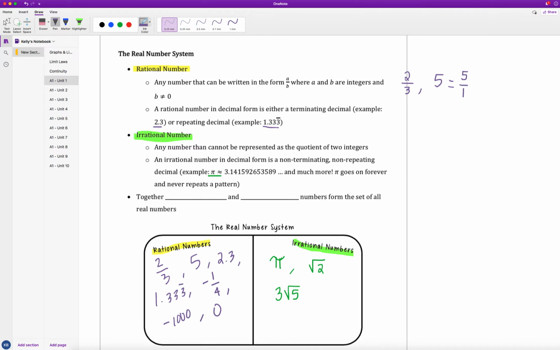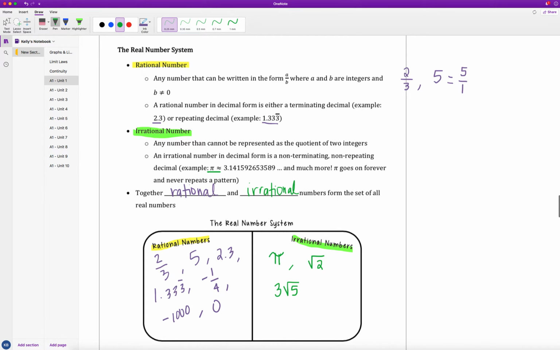Together, our rational numbers, so remember, our rational numbers are our fractions or our terminating or repeating decimals. So the rational numbers and the irrational numbers form the set of all real numbers together. So the real number system is made up of these two types. I'm either a rational number or I'm an irrational number. It is not possible to be both a rational or an irrational.